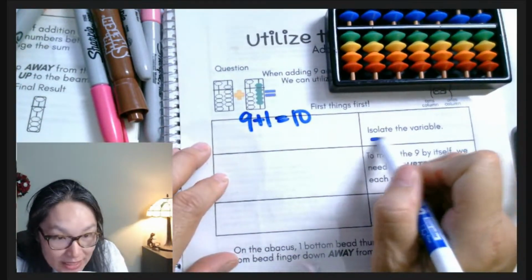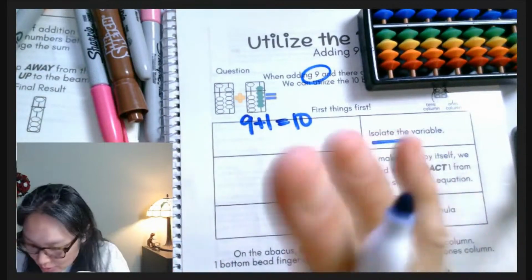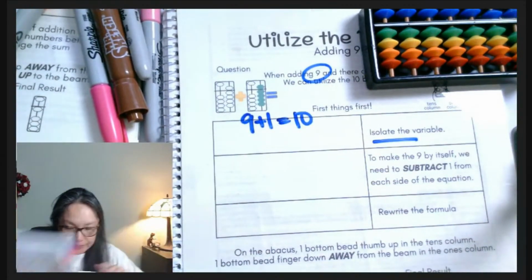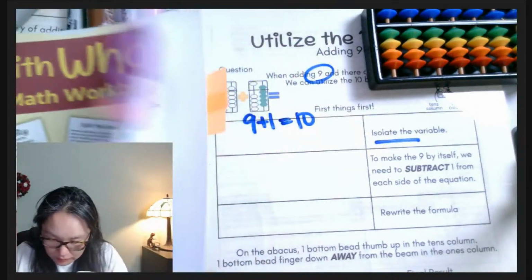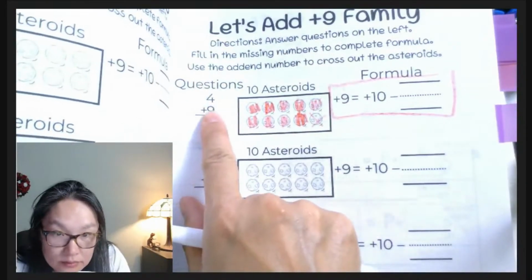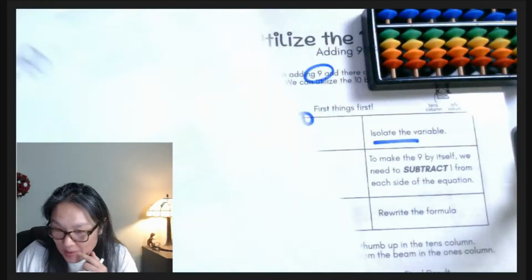Again, what are we going to do? We're going to isolate the variable. What are we trying to find? We are trying to find a 9. That's all we're doing. So we'll do this one: plus 4, 4 plus 9. That's it, 4 plus 9. Okay, what happens? 4 plus 9.